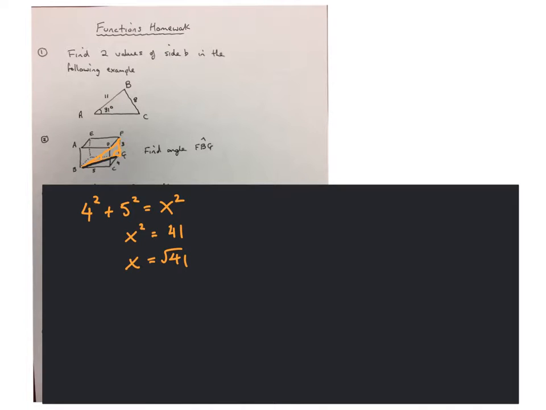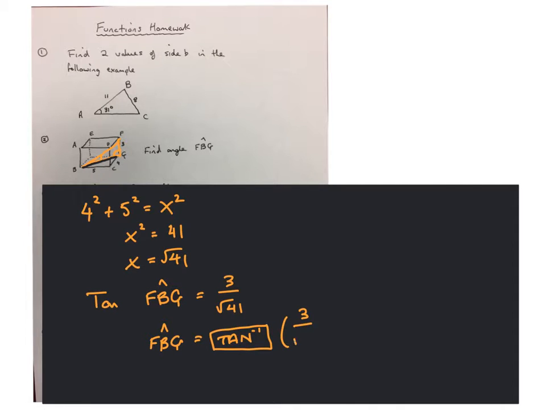So therefore, tan of angle FBG equals 3 over root 41, and FBG equals tan negative 1, that button, find the angle of 3 over root 41, which equals 25.1 degrees.